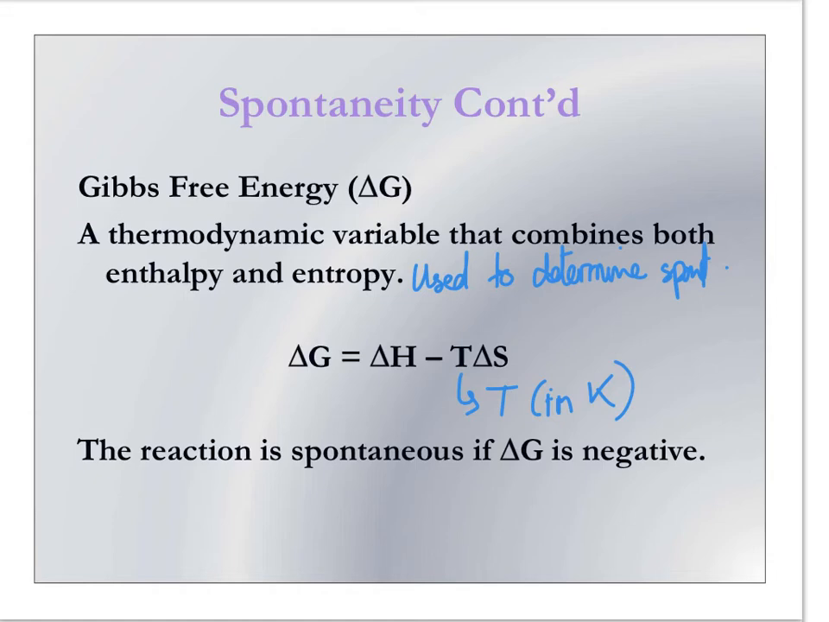Turns out, if your delta G is negative, that means the reaction is spontaneous at that temperature. So if you calculate it, it turns out to be negative, and that means with that temperature that you plugged in, that reaction is spontaneous. If your delta G turns out to be positive, that means the reaction is not spontaneous at that temperature.